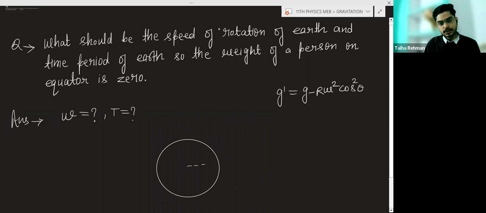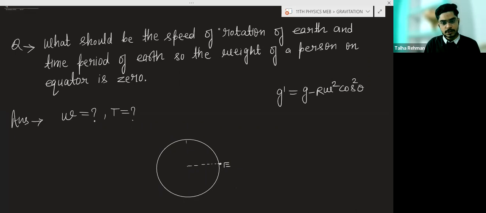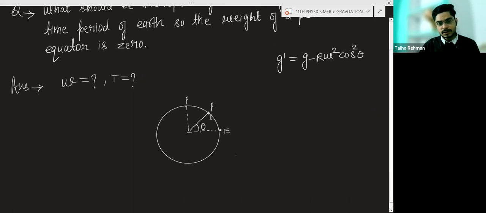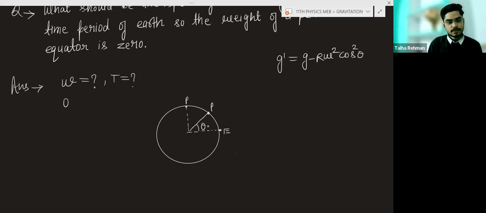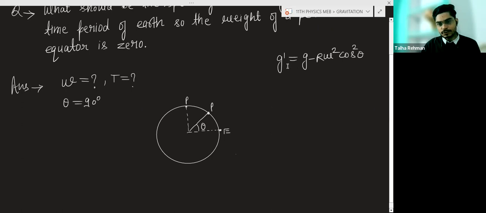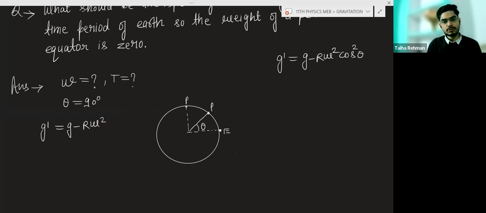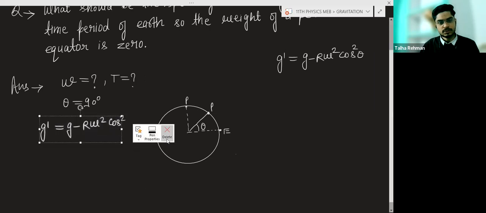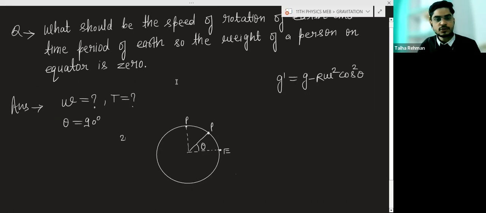So I told you this is equator and this is pole. If you are taking any point P, this angle is theta. So at equator, what will be this theta? 90 degree. Equator means theta is equal to 90 degree. And the value of g dash here will be g dash is equal to g minus R omega square cos square 90 degree. Just a minute. They are asking so that the weight of a person on equator is zero.